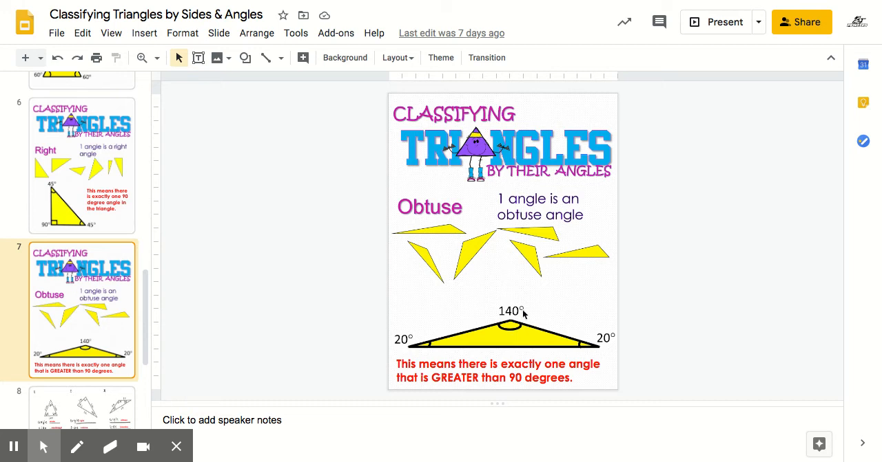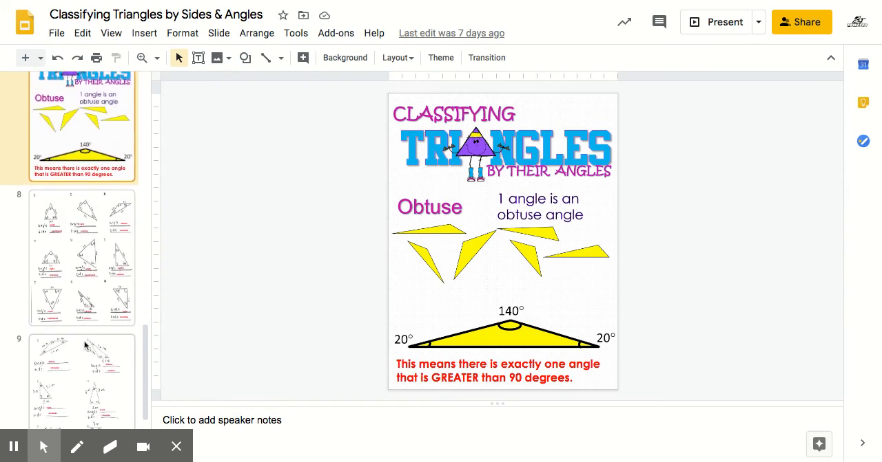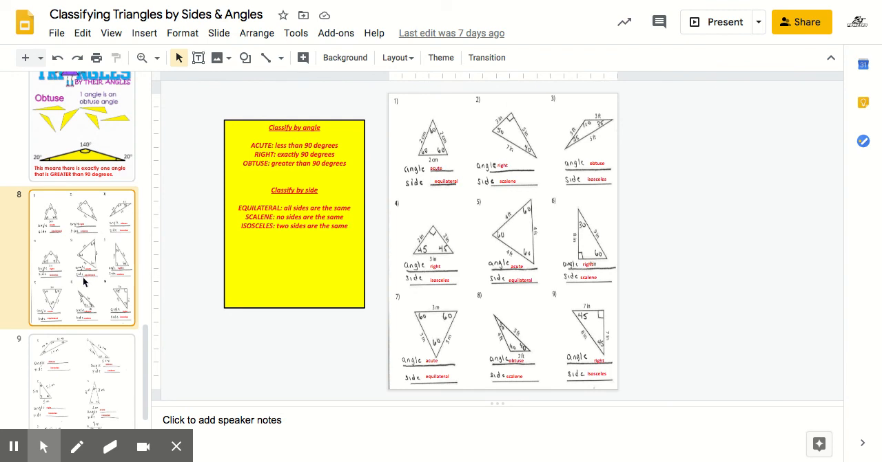Okay, so three ways to classify a triangle by its angles. Acute, meaning that all of the angles have to be acute or less than 90 degrees. A right triangle, which means one angle has to be a right angle or equal to 90 degrees. And finally, an obtuse triangle, which means one angle has to be obtuse, which means that it has to be greater than 90 degrees. Okay, there are some examples right here that you guys can look at that I did for you, just classifying both the triangles by its angle and side.